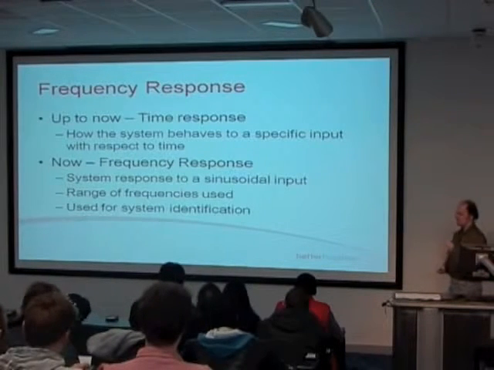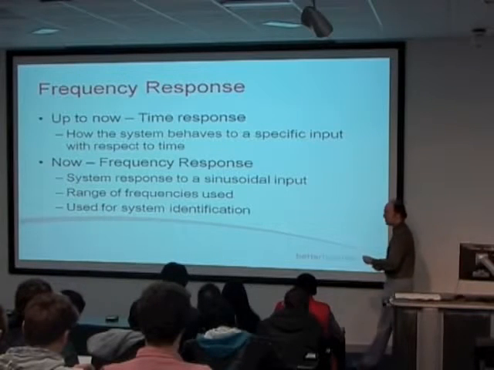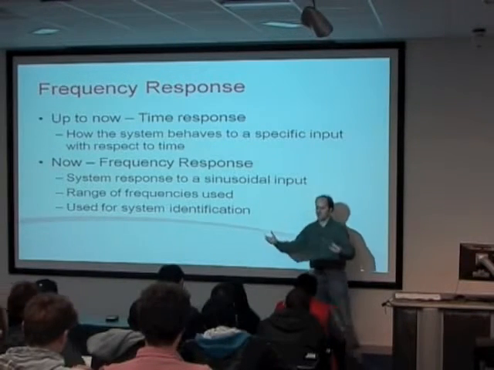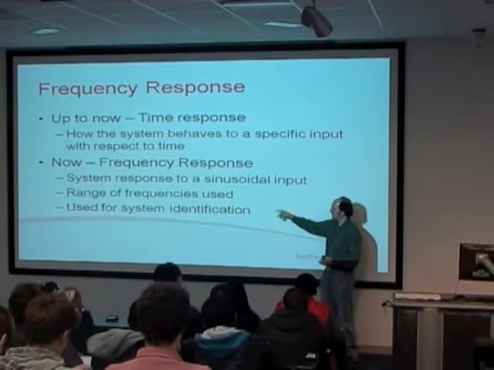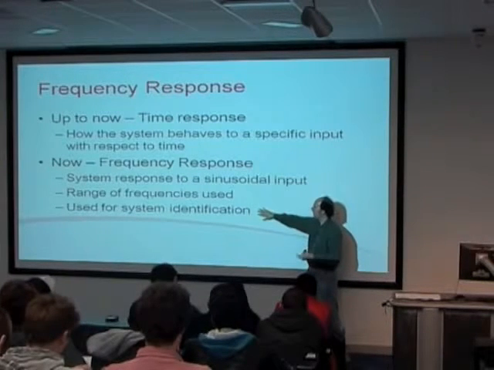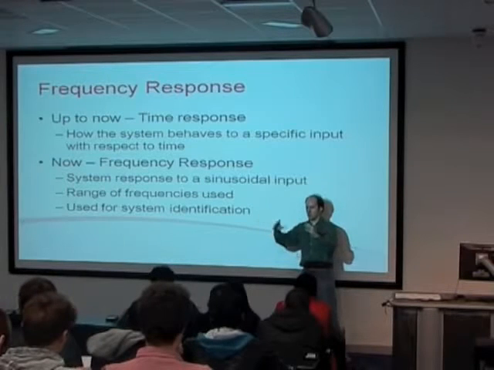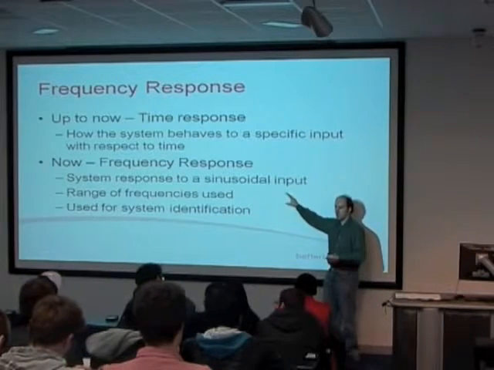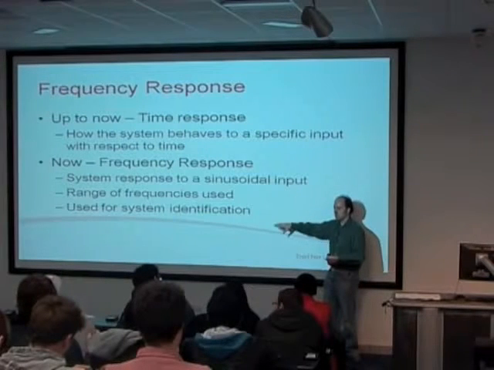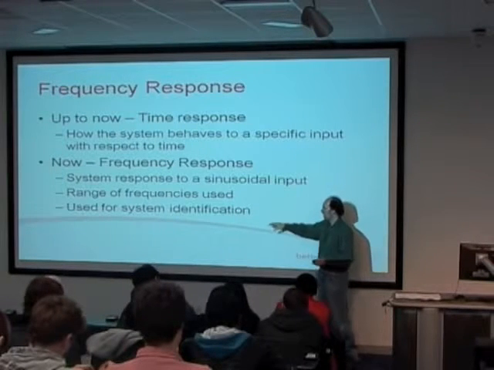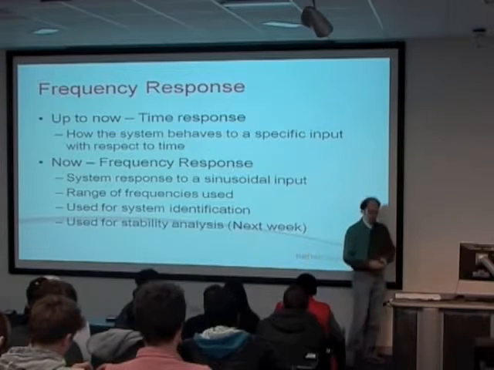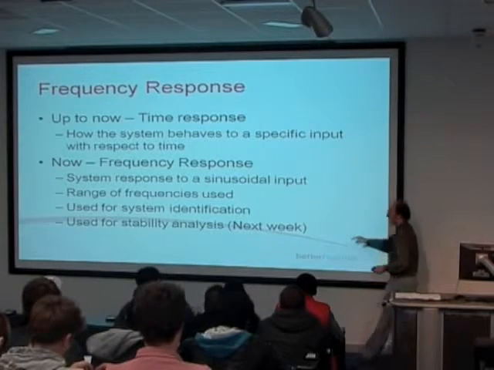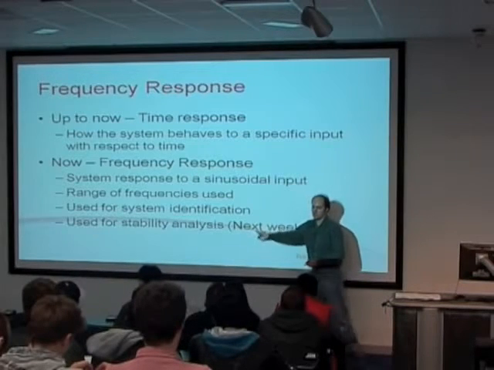So we can use frequency response to identify systems, which we'll talk about in a minute. When you've got a real system and do frequency response analysis, you end up with a Bode plot or a Nyquist diagram, and from that you can identify the transfer function of that system based on the plot. The other thing you can use it for is stability analysis, to know whether the system is going to go unstable, and that's what Neil is going to talk about next week.